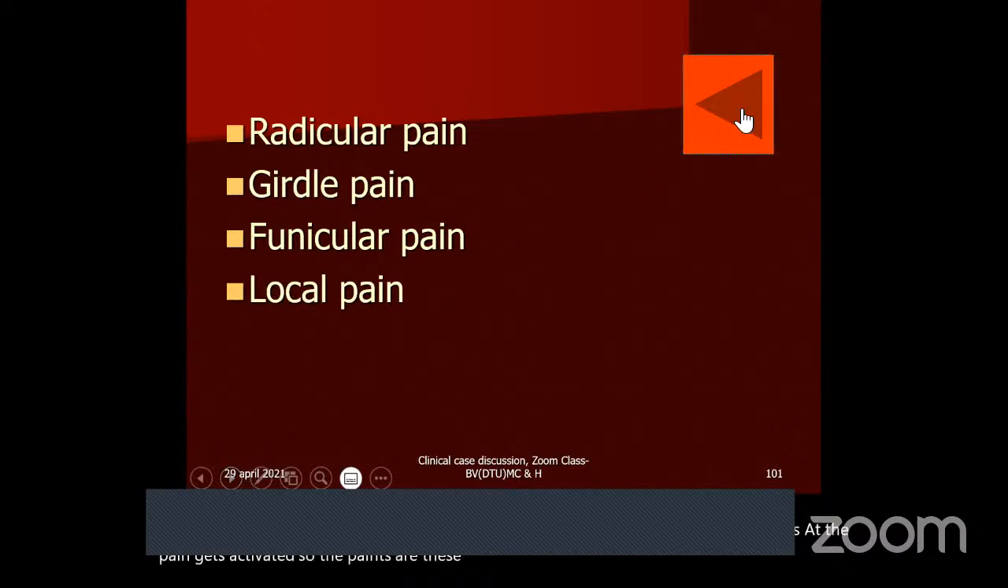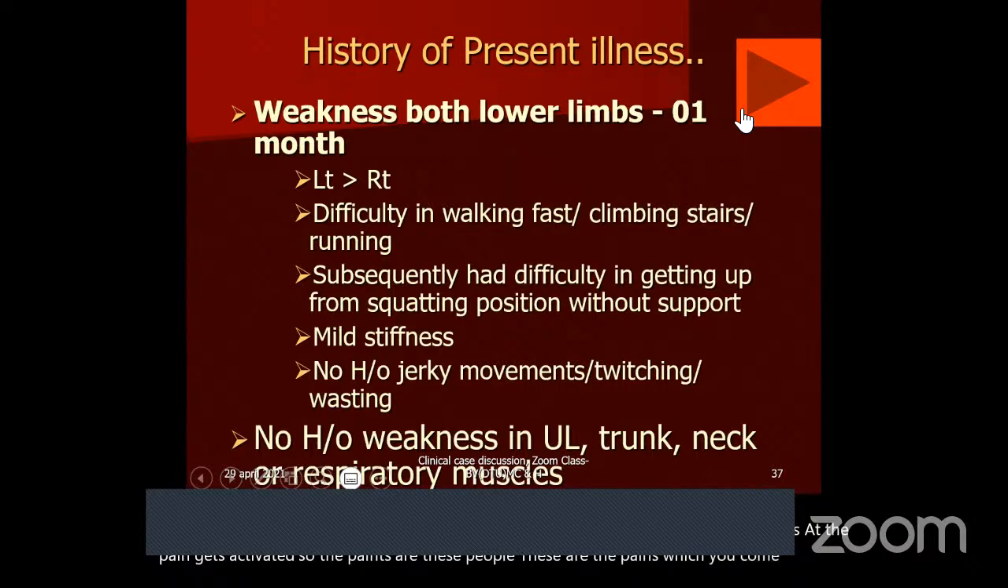Now the second complaint is weakness of both lower limbs of 1 month duration. The left side weakness is more than the right. There is difficulty in walking fast, climbing stairs, running. Subsequently, he also had difficulty in getting up from squatting position without support. There is mild stiffness, no history of any jerky movements, twitching or wasting. There is no history of weakness in the upper limbs, trunk, neck or respiratory muscles.